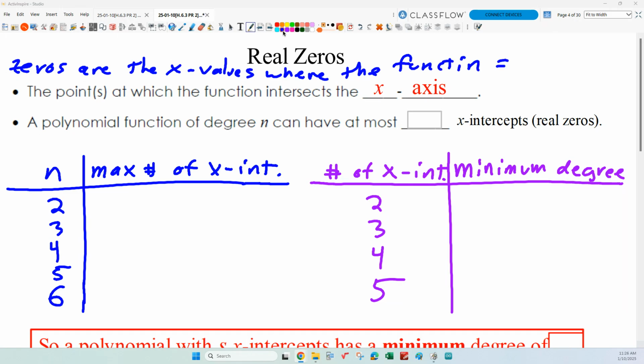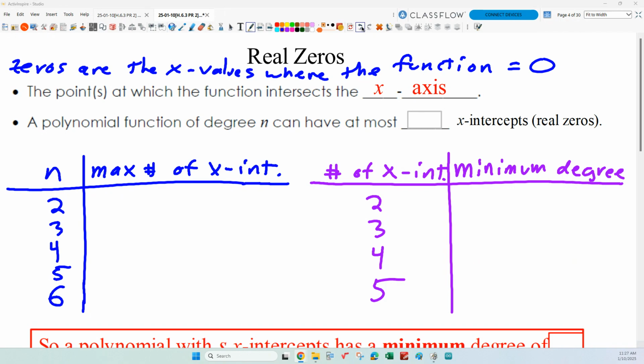Where the function, oops, didn't write function right, did I? Where the function equals 0, okay? So therefore, if that's where the function, which is y, you know, f of x and y are the same thing, if those are the x values where y is 0, doesn't it make sense that real zeros always correspond to x-intercepts, right? Okay, so that's where it crosses the x-axis.